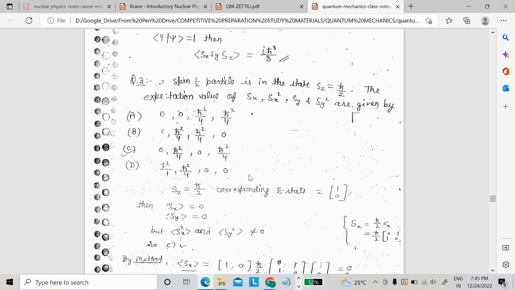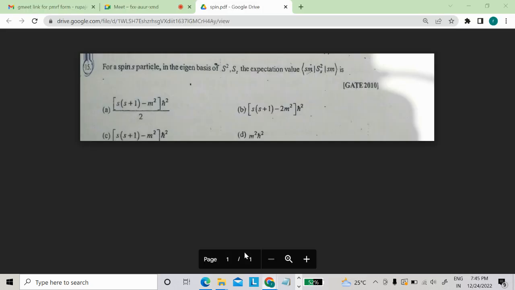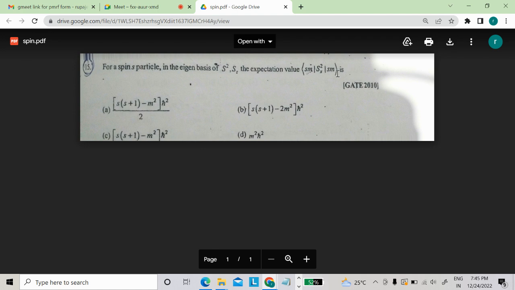Let me do it. So this state is given. This question is the expectation value of Sz in this state. Sz is m h cross. And Sx is equal to h cross by 2 times this sigma x value.